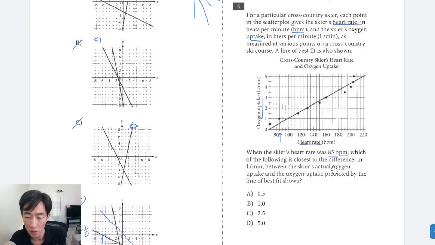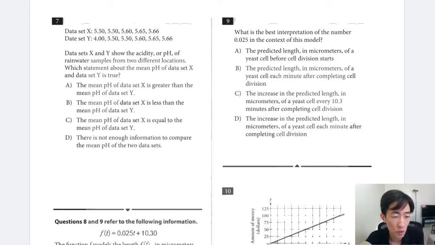Which of the following is closest to the difference between the skier's actual oxygen uptake and the skier's oxygen uptake predicted by the line of best fit? So we're at 85. The dot shows the actual oxygen uptake, which is 1. The line predicts right over here, which is about 0.5. So the difference between 1 and 0.5 is the vertical distance, and obviously 1 minus 0.5 is 0.5, so the answer is A.